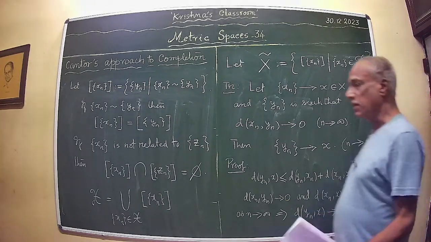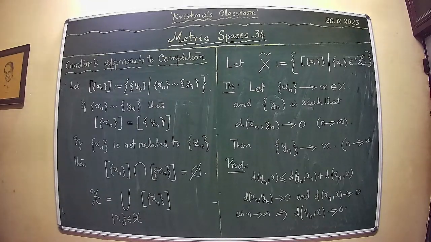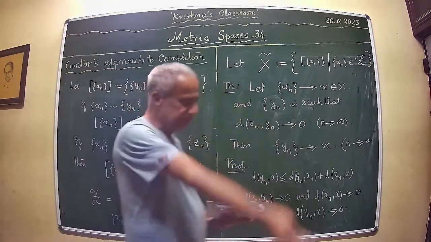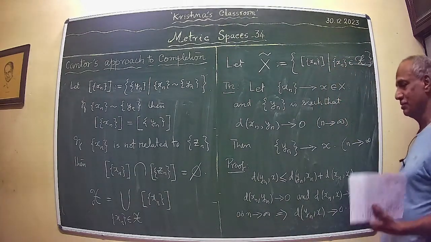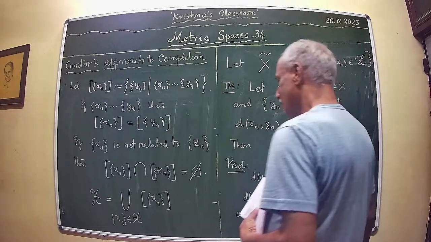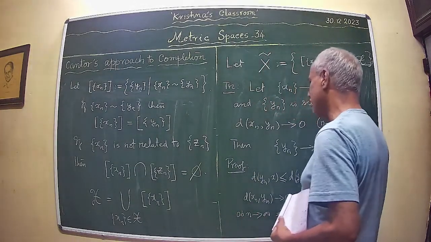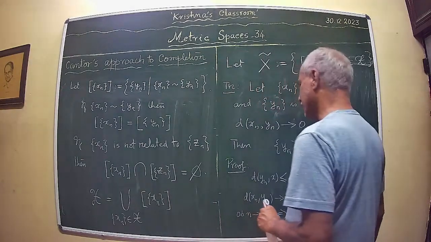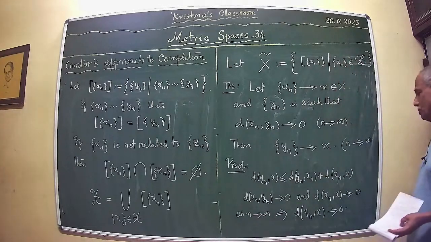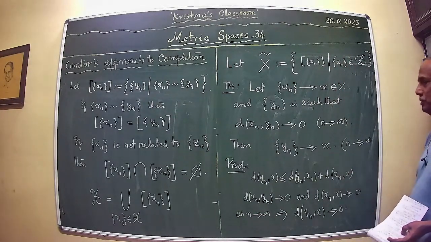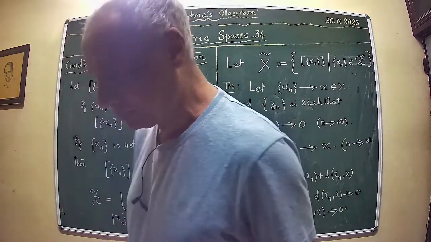So if you have a Cauchy sequence x_n which converges to x, and you have another Cauchy sequence y_n which lies closer to the sequence x_n and eventually merges with it, that's the meaning of saying that d(x_n, y_n) goes to 0 as n tends to infinity. Then the sequence y_n also converges to x. So that's a useful result that we shall require at some point.